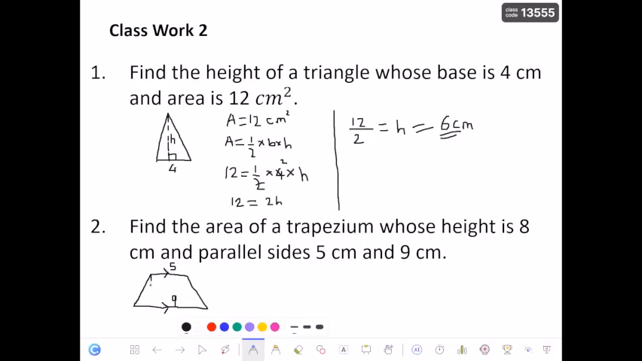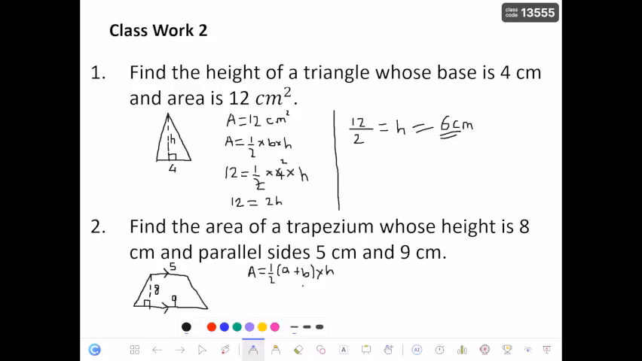Then the height, as usual, must be 90 degrees to the base. So this height, according to this question, is 8. So you put it there. So this is a sketch of this question. So how do you solve the area of this parallelogram? Remember the formula. The area of a parallelogram is 1 over 2 in bracket a plus b. a is the smaller base, which is the 5. Then b is the bigger base, which is the 9. Remember this formula, very, very important before you multiply by your height.